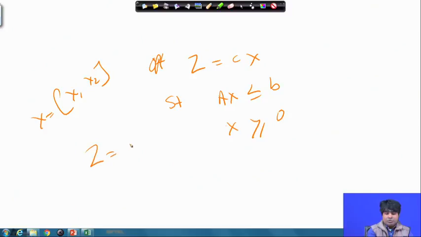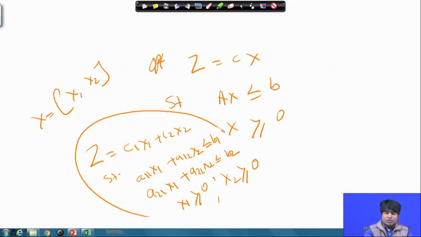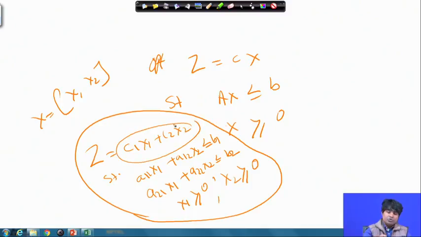So, z equal to c 1 x 1 plus c 2 x 2 subject to a 1 1 x 1 plus a 1 2 x 2 less than equal to b 1 and a 2 1 x 1 plus a 2 2 x 2 less than equal to b 2, and then x 1 greater than equal to 0 and x 2 greater than equal to 0. So, this is the LP structure, and that too with respect to two variables. So, we need a linear combination of these two variables with respect to the objective function.